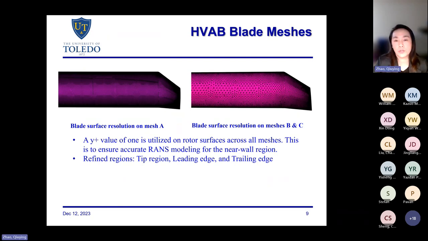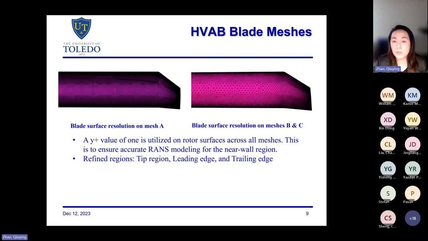Right, here is the illustration of the viscous blade surface grid distributions. On the left-hand side is the refined surface grid for mesh A. On the right-hand side is the coarse surface grid for both mesh B and mesh C. So for all meshes, the y plus value is 1. This can guarantee the RANS modeling for near-wall region simulations.